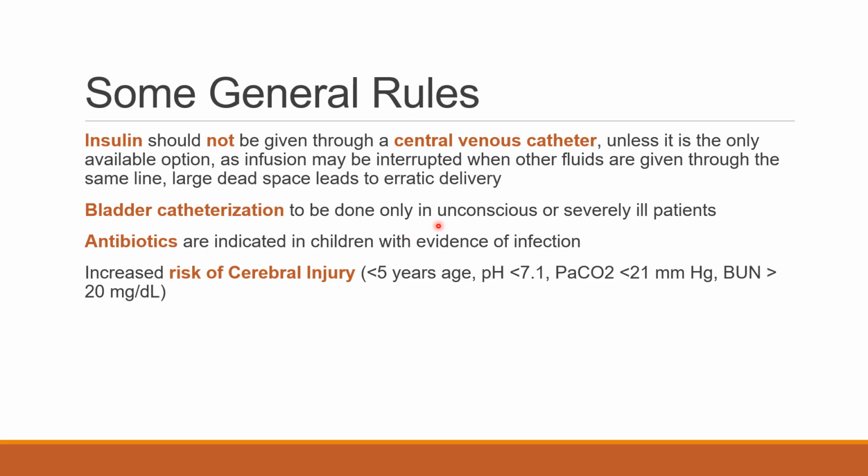Bladder catheterization is to be done only in unconscious and severely ill patients, and antibiotics are indicated in children with evidence of infection. Increased risk of cerebral injury is there if the patient is less than 5 years of age, if the initial pH is less than 7.1, if the initial PCO2 is less than 21 millimeter of mercury, and the initial blood urea nitrogen level is more than 20 milligram per deciliter. We'll discuss this in detail later.